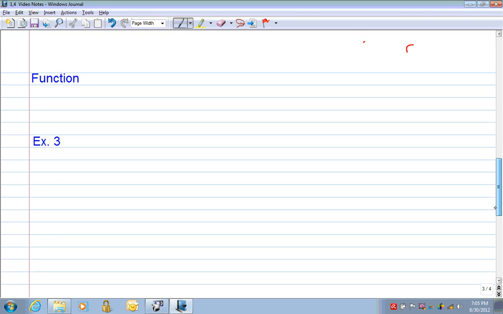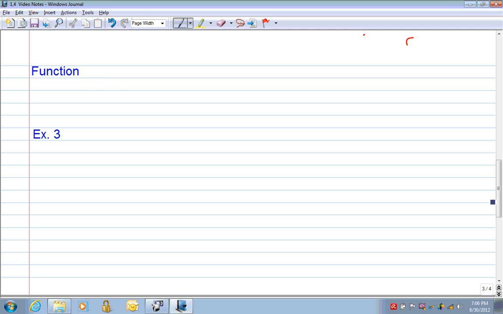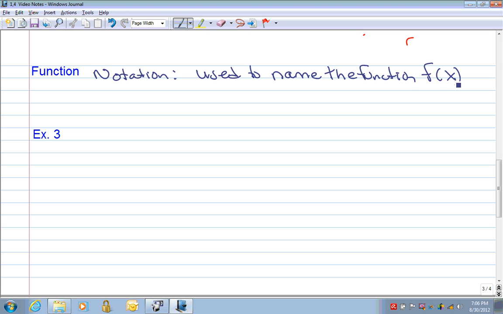Let's keep moving. All right, the next thing we're going to talk about is function notation. Function notation is a way we name the function. It's used to name the function. And you've seen it before. It's f of x. Sometimes it can be other things, but that's generally what it is.